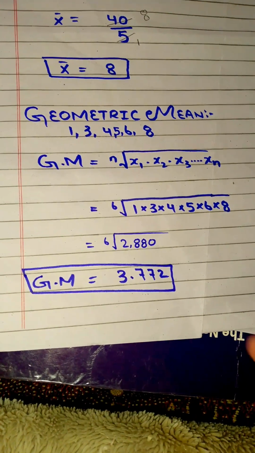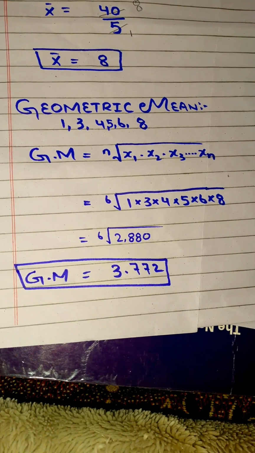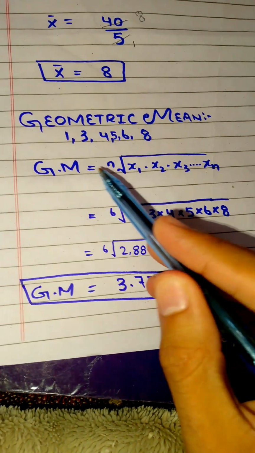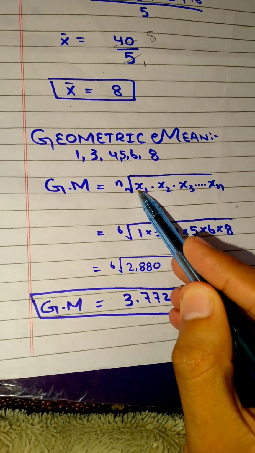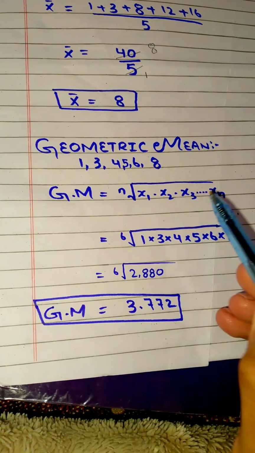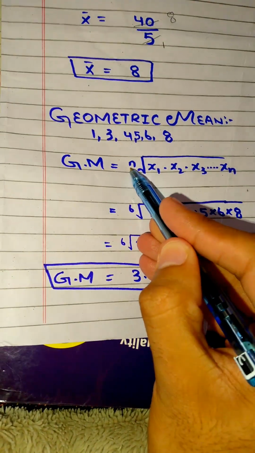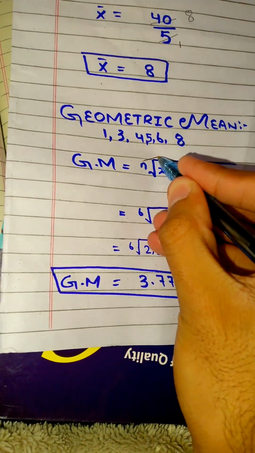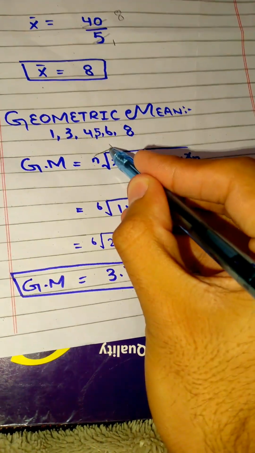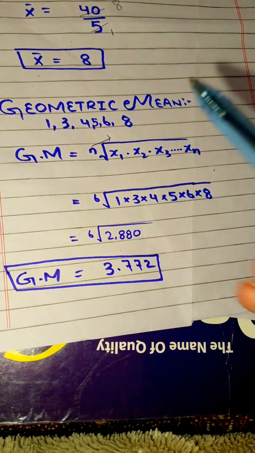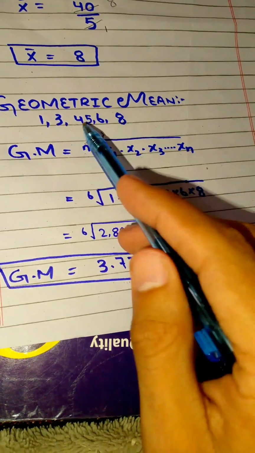Next topic we have is geometric mean. Now it is really simple to find the geometric mean. We have a formula: nth root of x1, x2, x3 up to xn. Now we have two terms, where n is equal to the total number of observations, and x1 to xn is the product of the observations.